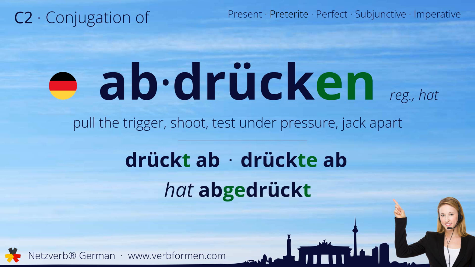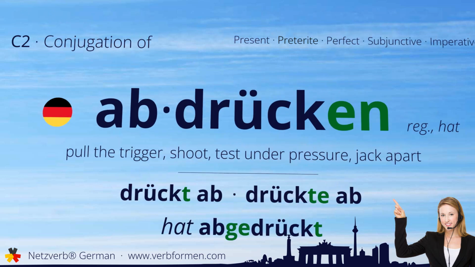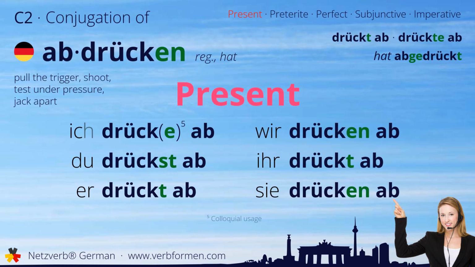Now let's move on to the tenses. First, we'll take a look at the present tense. Ich drücke ab. Du drückst ab. Er drückt ab. Wir drücken ab. Ihr drückt ab. Sie drücken ab.